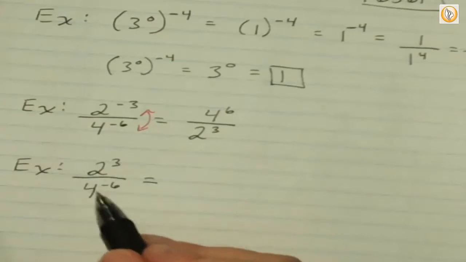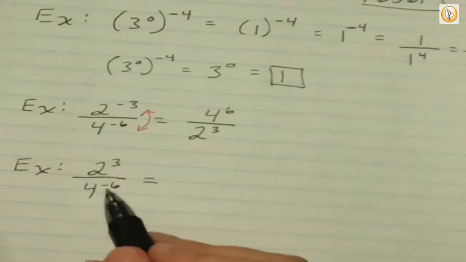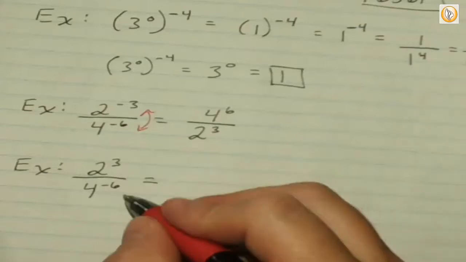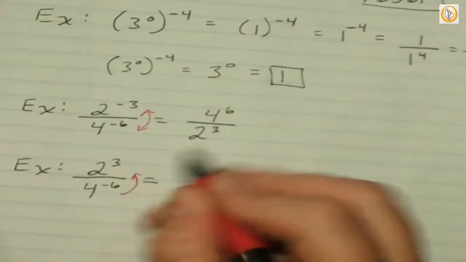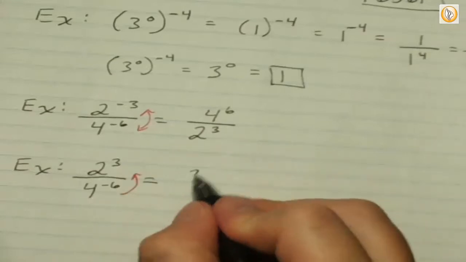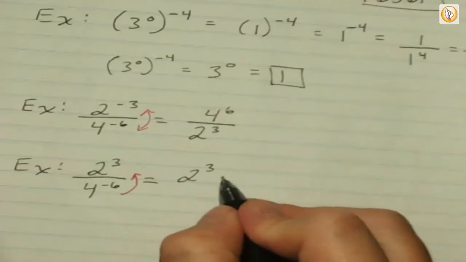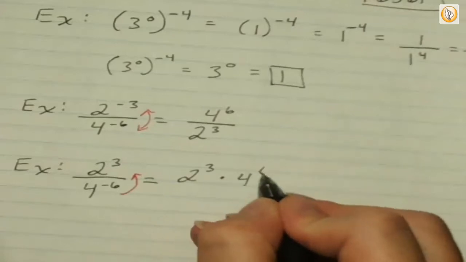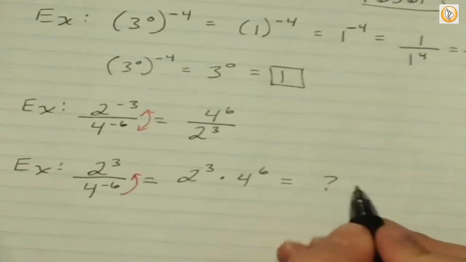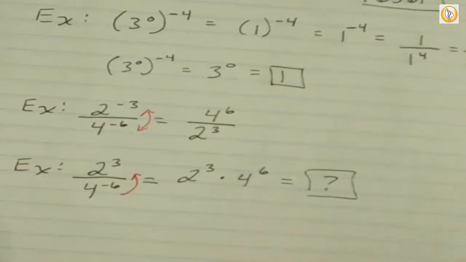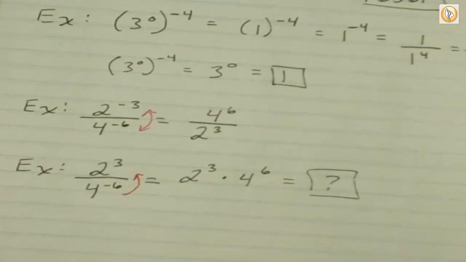But what about this one? This one has to go on the top because it's negative. So it's 2 cubed times 4 to the 6th power. And then you get your answer. I'm not going to spend time working it out. That equals question mark.